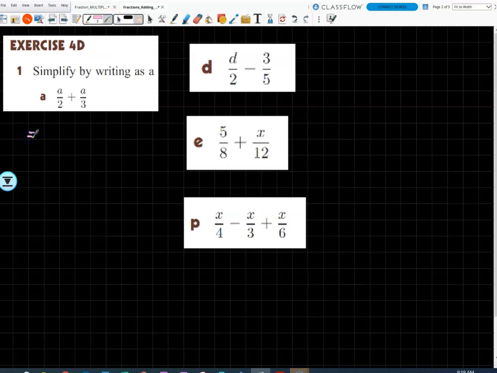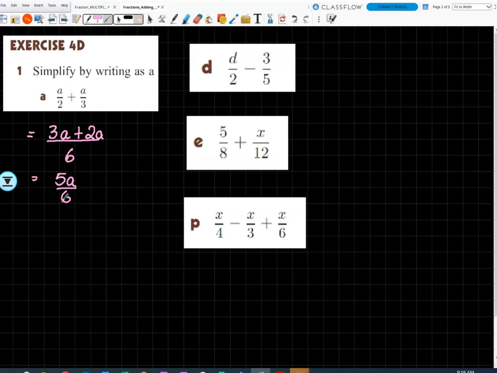nice and easy. What's the smallest number that 2 and 3 both go into? So I like to do a nice big 6, and then you cross multiply. 3a plus 2a, 3a plus 2a is 5a. By the way, I'm starting to go faster because you're just being very silent, not asking me questions. Are we okay with this? Got to do this if you're stuck.